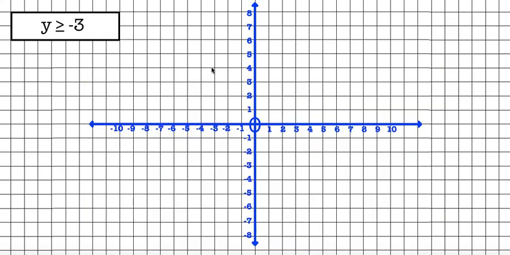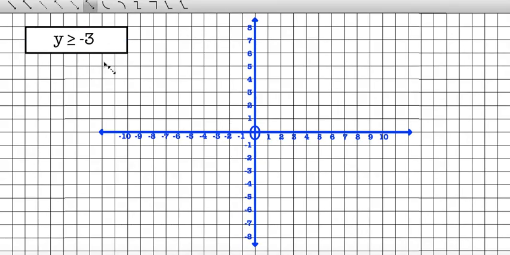So here we have y is greater than or equal to -3. So again, we're going to graph this as we normally would. And if it's y is greater than or equal to -3, then we're going to use a solid line.